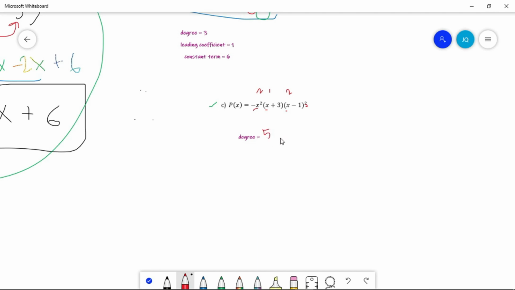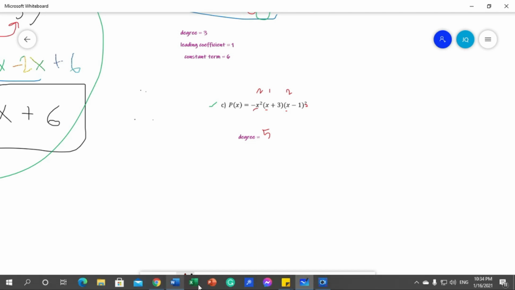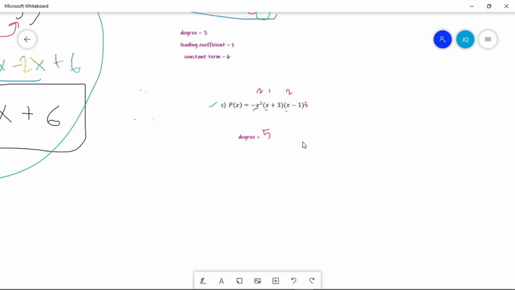We are just counting how many x. So to get the degree, just count how many variable x to get the degree.